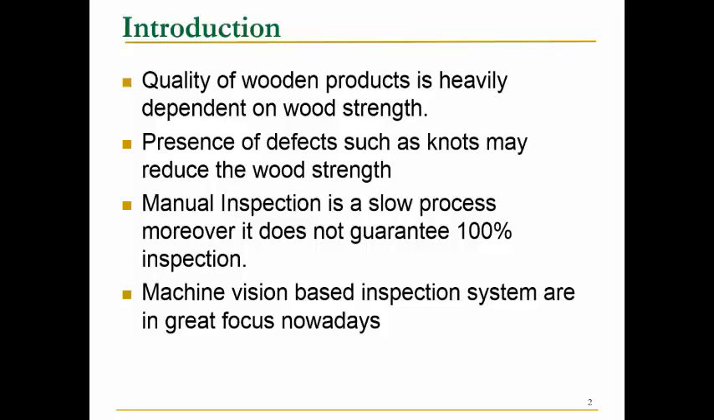Presence of defects such as knots may reduce the wood strength. Elasticity and stiffness of the wood plate are the important properties that are also affected from strength perspective. Manual inspection is a slow process. Moreover, it does not guarantee 100% inspection. Machine vision based inspection systems are in great focus nowadays.